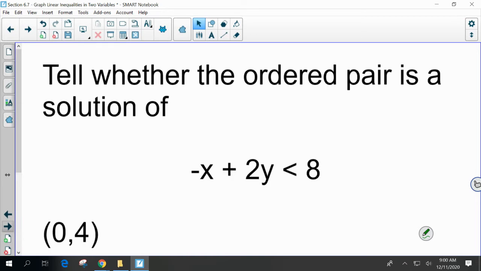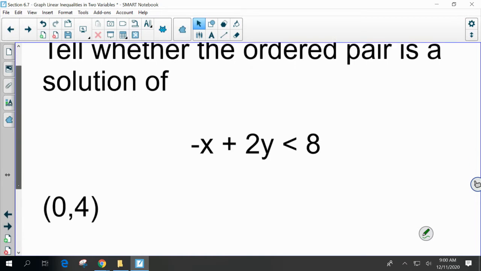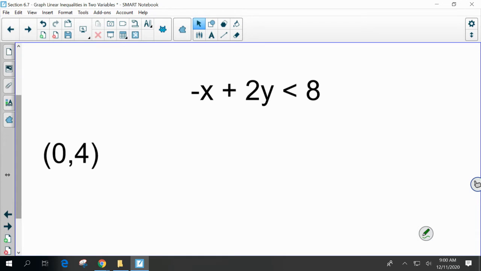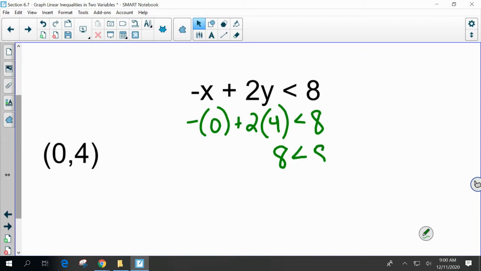Okay, so if we do this again with the next problem, we're substituting 0, 4. So -0 plus 2 times 4 is less than 8. So -0 plus 8 would be 8, and 8 is less than 8. So no solution? Yeah, so this one isn't true. No solution.